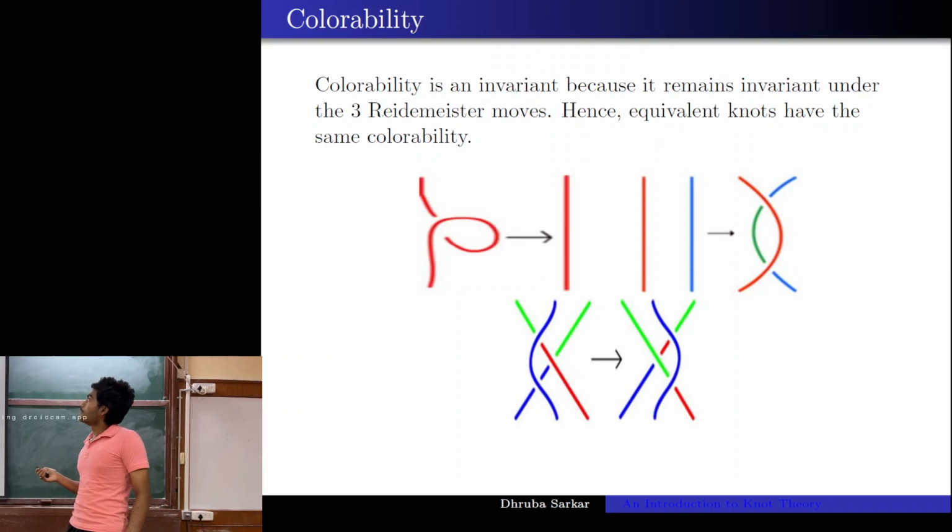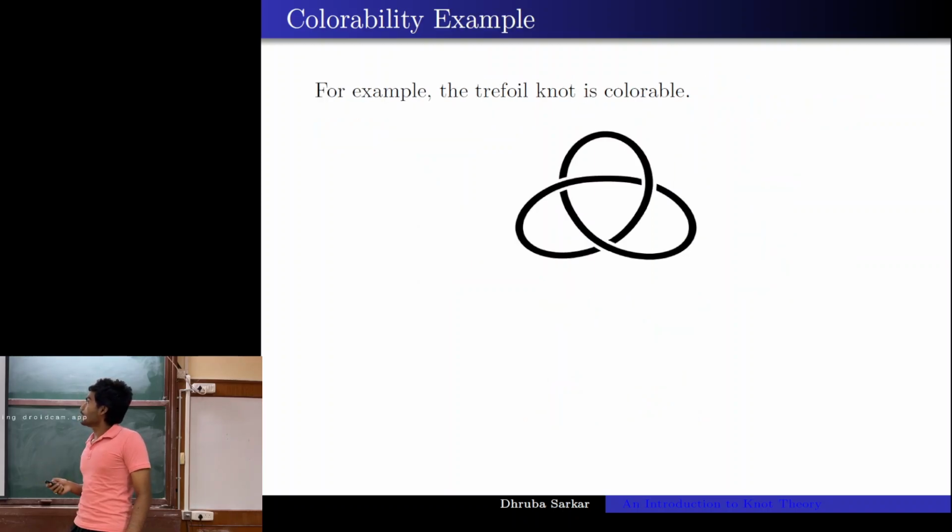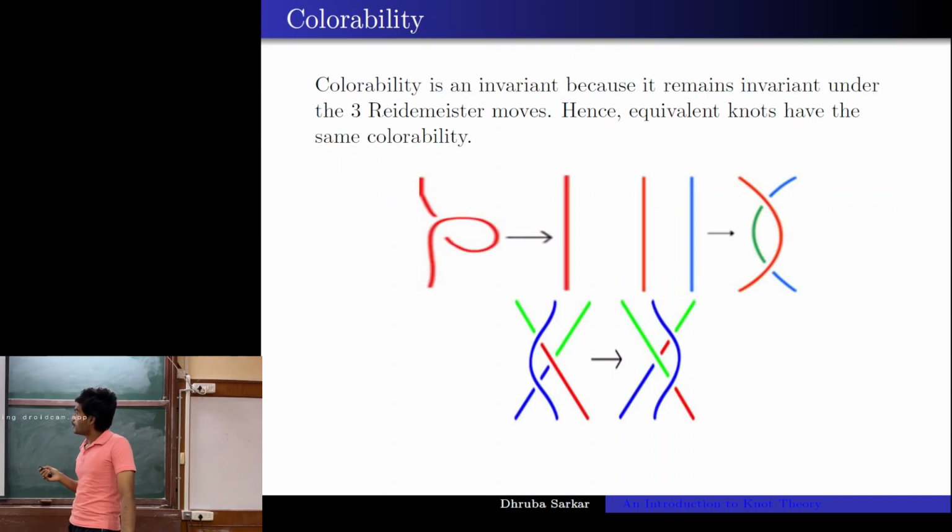Hence, colorability is invariant. So let's look at an example. Previously, this second Reidemeister move will increase the colors, right? Yes, but these two arcs that go away, their color is not changing. So if originally this was colorable, the colorability still remains.